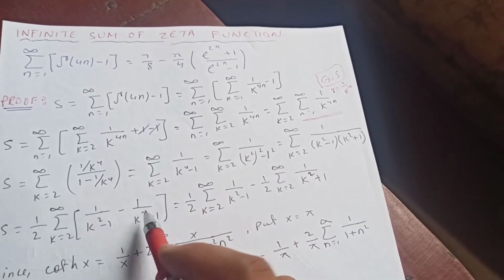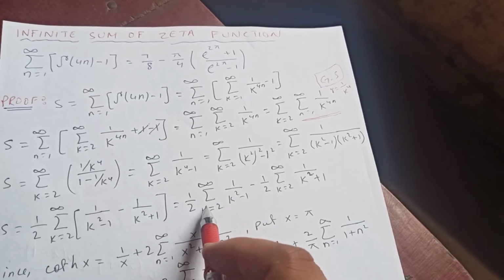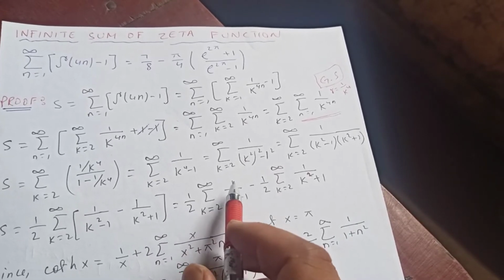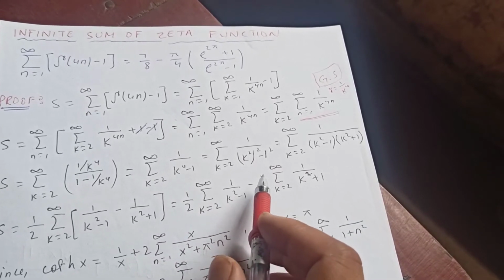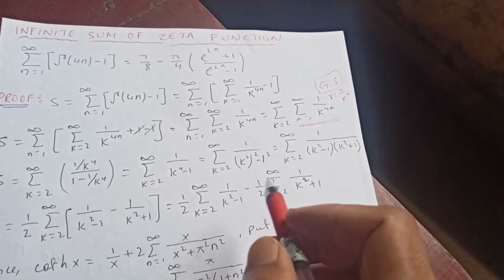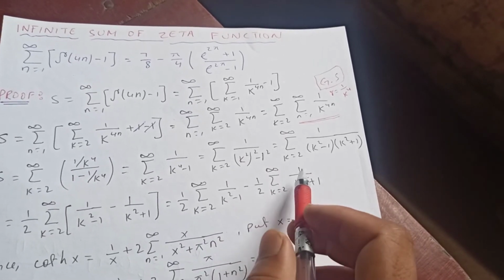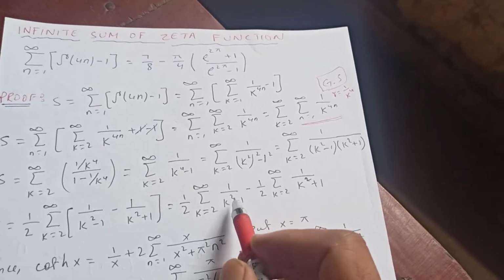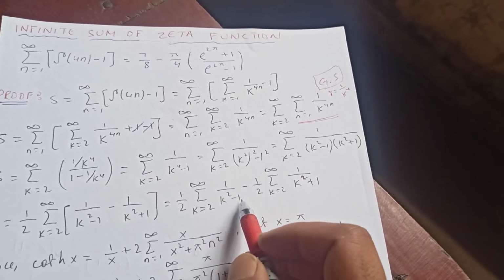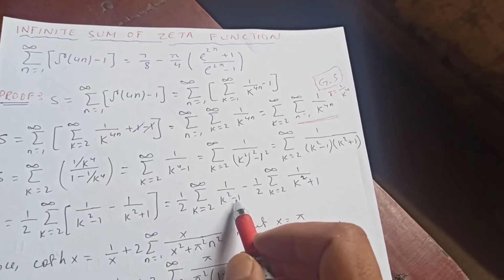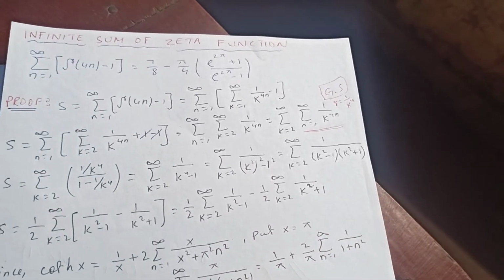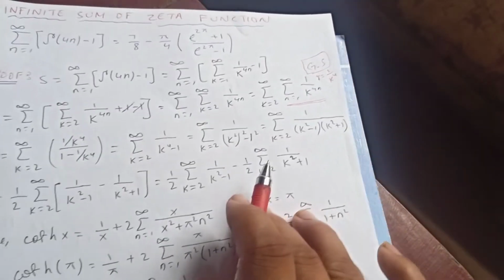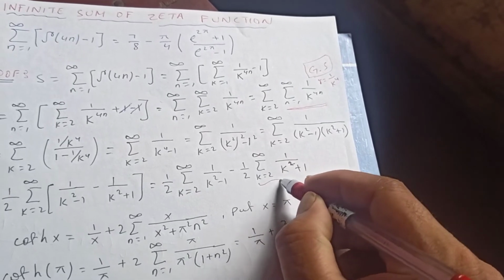Now separating them, 1 over 2 times the sum from k equal to 2 to infinity of 1 over k squared minus 1, minus 1 over 2 times the sum from k equal to 2 to infinity of 1 over k squared plus 1. For the first one, you can apply k squared minus 1 squared, which is (k minus 1)(k plus 1); we will do that in the later part. Now let's find out what this is.